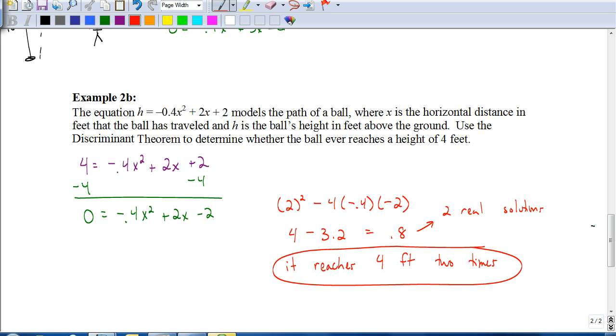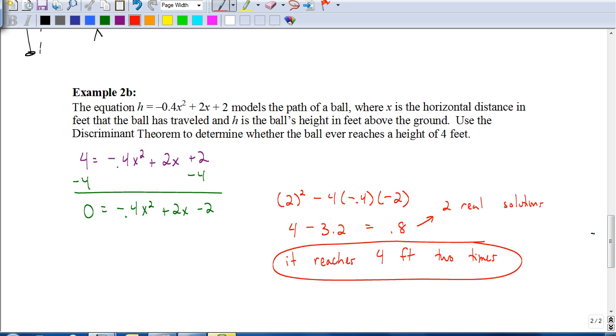Well, in reality, as far as this problem, what that means is that it reaches the height of 4 feet at 2 different times. Once when it's going up, once when it's coming back down. Again, it doesn't tell us whether or not they made it. It just tells us that this individual threw the ball high enough where it could have made it into the basket.